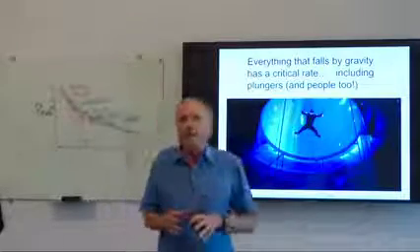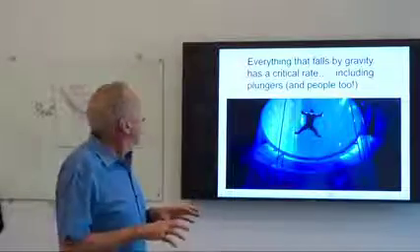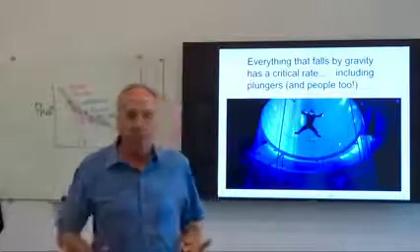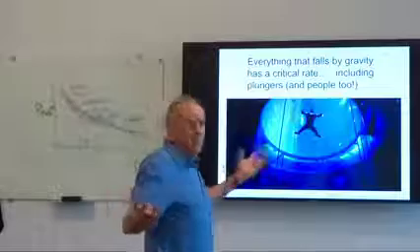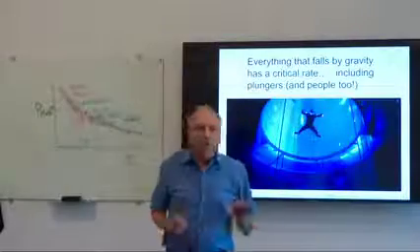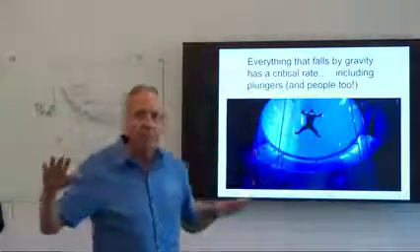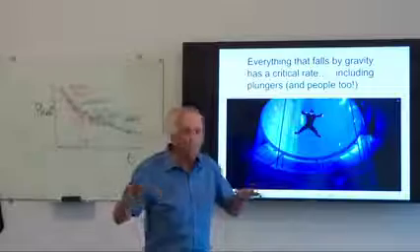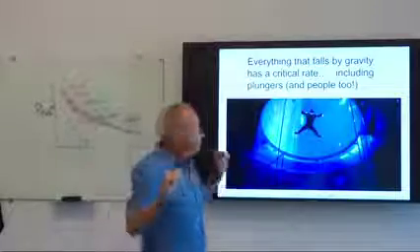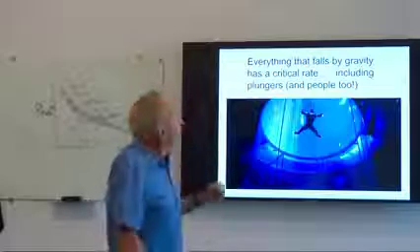We would say that everything that falls by gravity in a given environment has a critical rate or a critical velocity. A skydiver jumping out of an aircraft, plummeting towards the ground, falls at a speed of about 120 miles per hour if they're in that famous skydiver position. About 120 miles per hour or about 200 kilometers per hour.